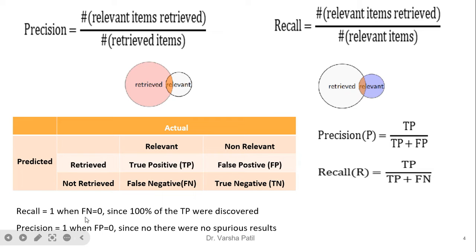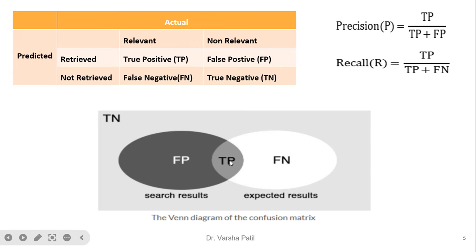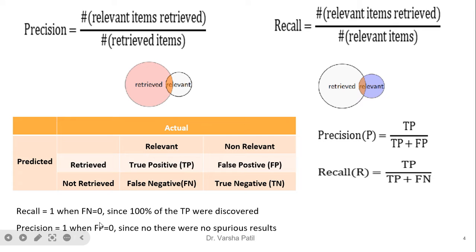So recall is 1 when FN is equal to 0, since 100% of the TP were discovered. And precision is 1 when FP is equal to 0, since there are no spurious results. So in this way we can remember the precision and recall in the easiest way.